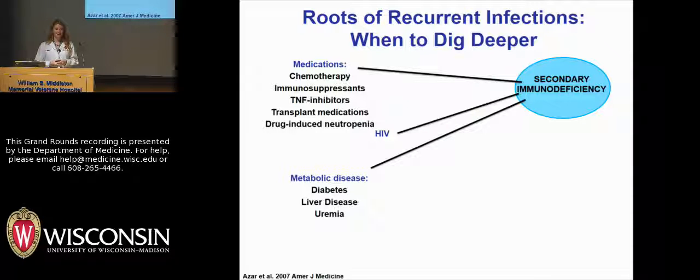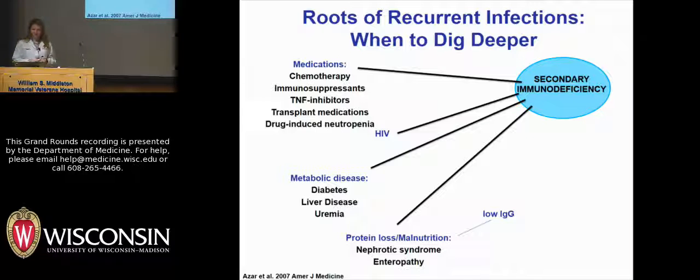Metabolic diseases can predispose patients to infections. Diabetes mellitus, could the patient have a new diagnosis of diabetes mellitus? Do they have uncontrolled diabetes? Liver disease, do they have underlying liver disease that has not been diagnosed yet? And uremia, and treating these underlying illnesses.